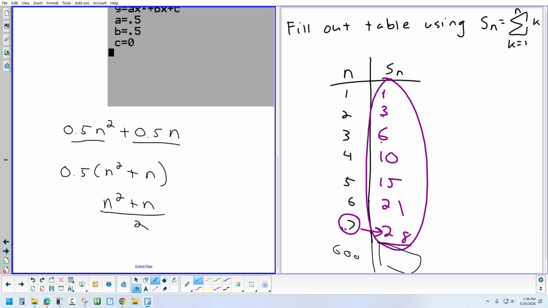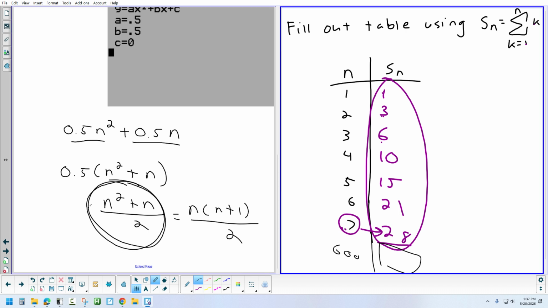And then sometimes what they do is they also factor the n out of the top. You could do it either way, same thing. I think that's how the book does it on the right, but this way works perfectly as well. Let's try this and see if it works. So let's take this formula.